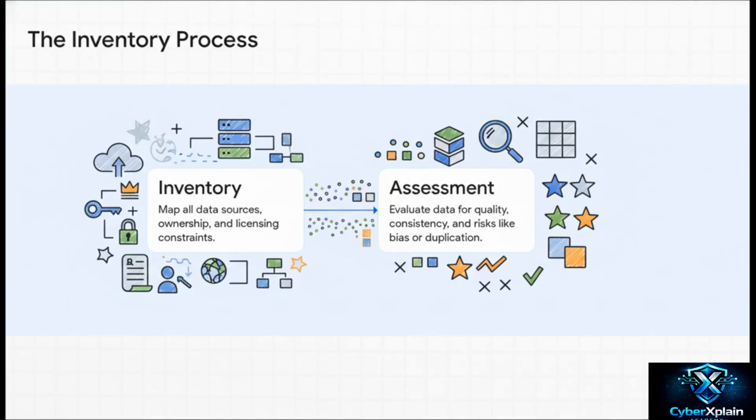So this inventory process, it's really 2 main things. First, you do a full-on inventory. That means you map out everything. Where's the data from? Who owns it? Are there any weird licensing rules we need to know about? And then, part 2 is the readiness assessment. This is where you roll up your sleeves and really check the quality. Is this data actually usable? Is it clean? Is it consistent? Or is it full of junk like duplicates and noise?